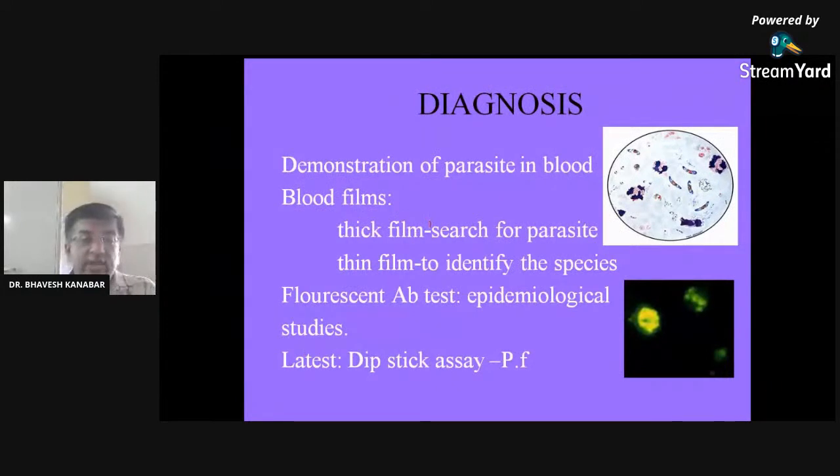So diagnosis by clinical feature, whenever any patient is suffering from such clinical features, intermittent fever with chills and rigor, headache, nausea, vomiting, we prescribe what? PSMP, that is peripheral smear for malaria parasite. Whenever after passing your UG, you will be sitting in OPD, you have to prescribe this PSMP, that is peripheral smear for malaria parasite. That is the same as demonstration of the parasite in blood.